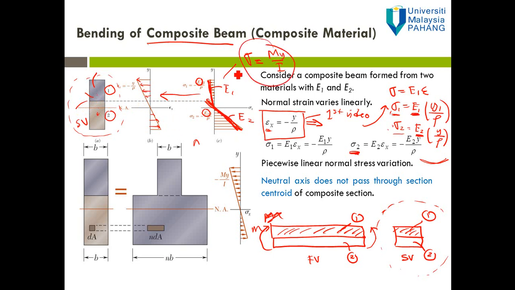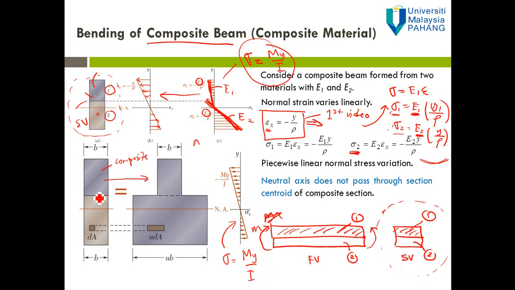For example here, you have a composite beam. What you have to do is transform it into a homogeneous beam, and then the stress distribution will be uniformly distributed. Once you get a uniform distribution of stress, you can apply the flexural formula, which is sigma equal to My over I. But how to transform?